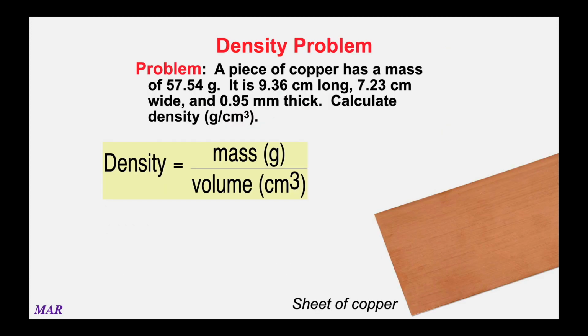Here's a problem you might see when it comes to density. We have a piece of copper. It's a rectangular piece of copper, and the mass is 57.54 grams. The piece of copper has a length of 9.36 centimeters, a width of 7.23 centimeters, and it's 0.95 millimeters thick, so not very thick. We can actually use this information to calculate the density of copper. And again, density is mass over volume, grams over centimeters cubed.